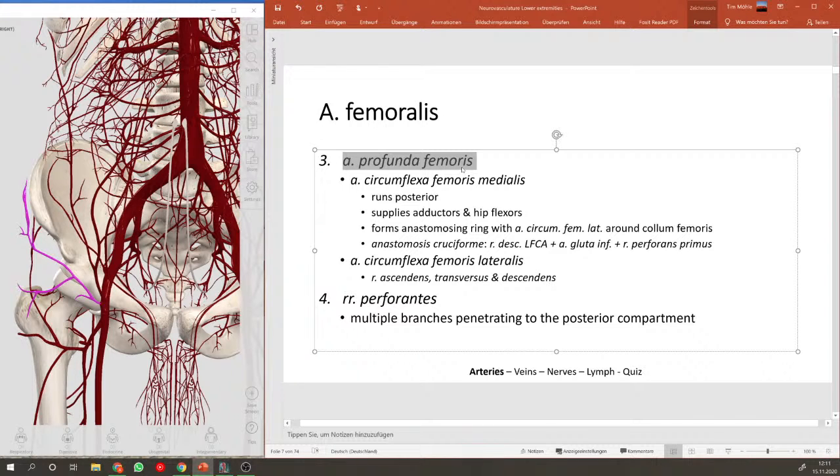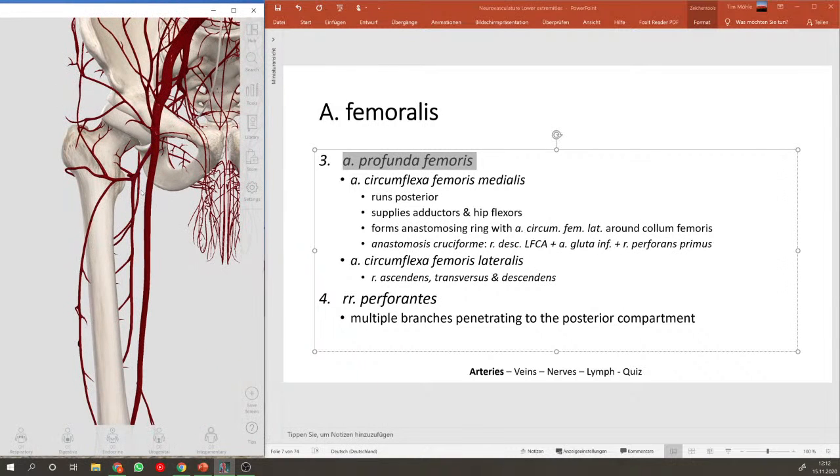So make sure you use the seminars next week well to try to find it, because sometimes it's a little bit hidden between the muscles. But it's actually very clear, because it's the only big branch that the femoral artery gives off. So it will be this one here. This is the deep femoral artery, arteria profunda femoris.